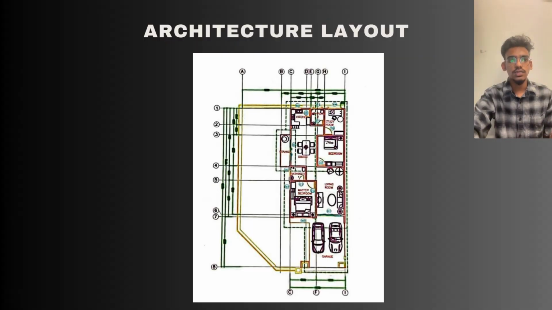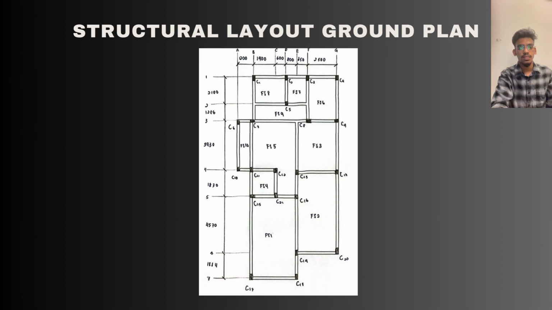As you can see here, this is our architecture layout for our project, followed by the structural layout ground plan. There are a total of 10 slabs here, and we applied 21 columns for our project for this plan.